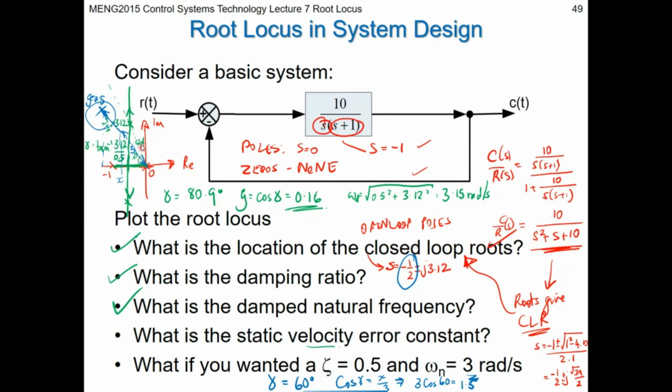first of all, I've calculated my angle of the damping line, which I did using the tangent rule, and then using the cosine rule, I can calculate my zeta, my damping ratio, because zeta equals cosine of this angle gamma, right? So now I've got the damping line, it goes through the closed loop root location. I've calculated my damping ratio.